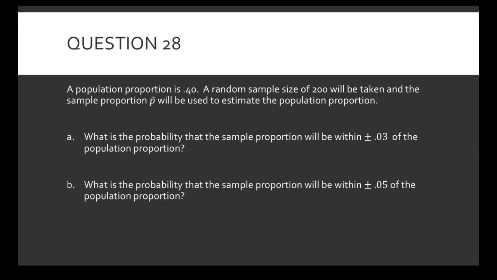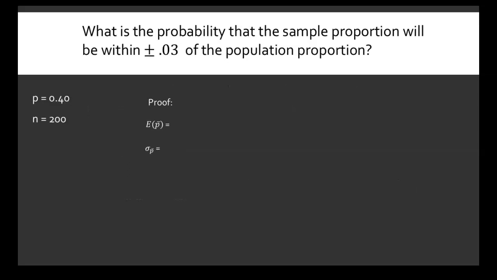First one, what is the probability that the sample proportion will be within plus or minus 0.03 of the population proportion? And then we need to find the probability that it will be within plus or minus 0.05. So we'll take a look at part A first. In order to figure out what these probabilities are, we first need to set up a sampling distribution.